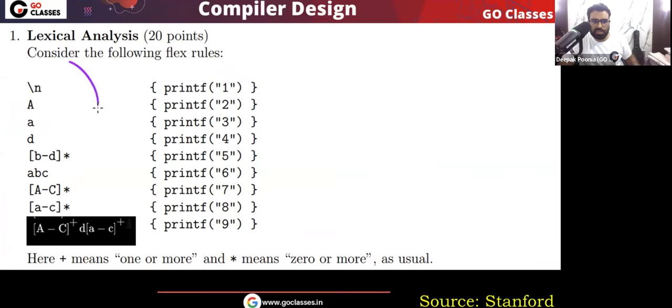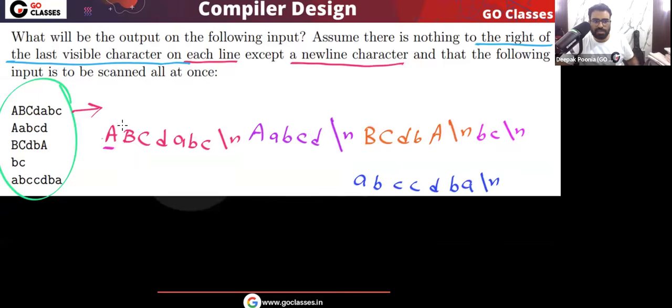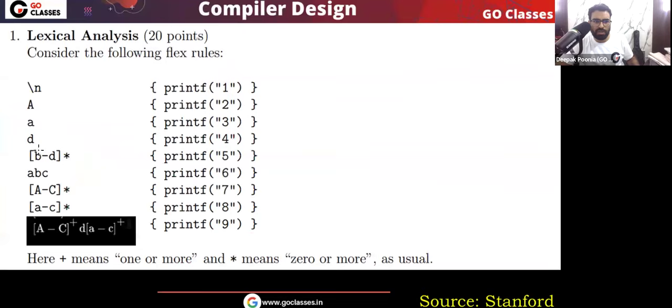So among all these rules, which regular expression, which rule is in the race? Capital A is there. Yes, this is in the race. This is out of the race. This is small b to small d, out of the race. This is out of the race, yes or no? So you can easily see that when you see this capital A, only this and this are in the race.